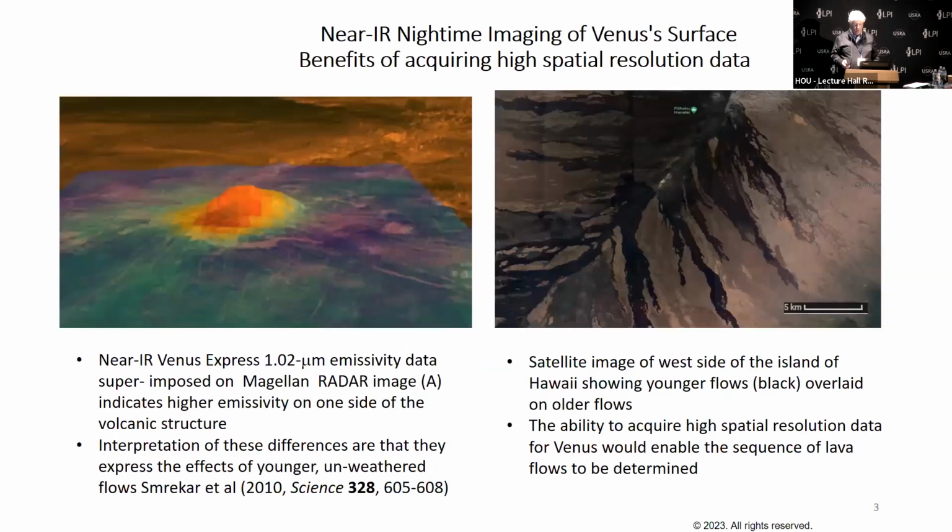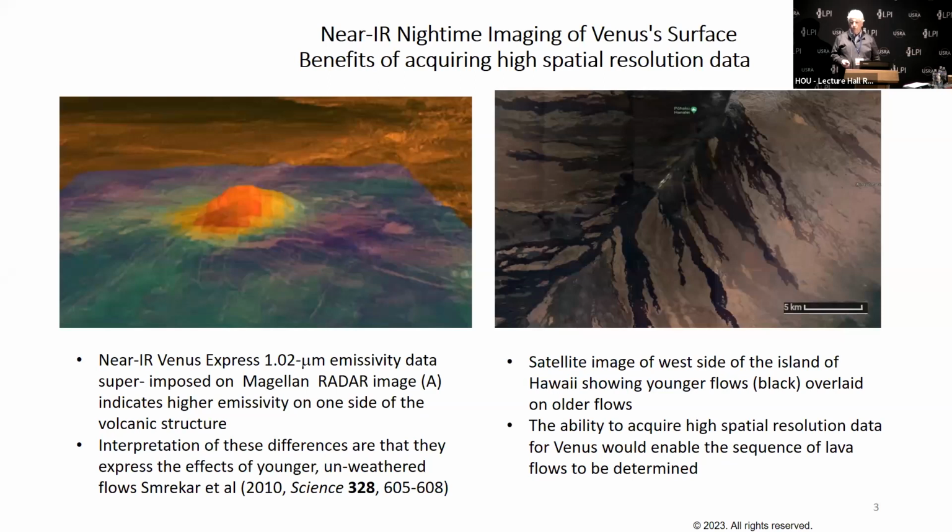So first off is, why would we want to do this? Why is it important to have resolution that's better by about a factor of 10 to the 4? On the left side, you can see an image that's been shown many times at this meeting already of a volcano, and the information in the infrared is of much lower resolution than the underlying radar image. And so, there's something different here. There's an enhancement of the emissivity, but you don't know what's causing it.